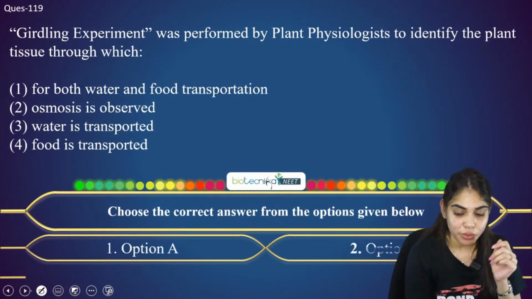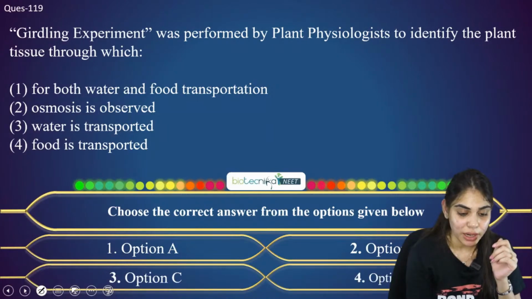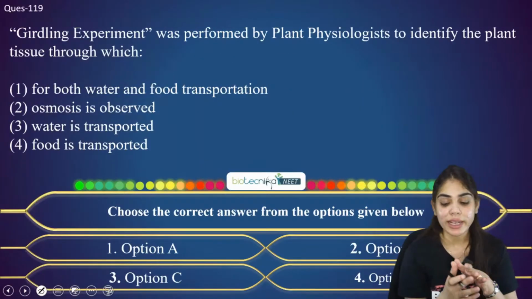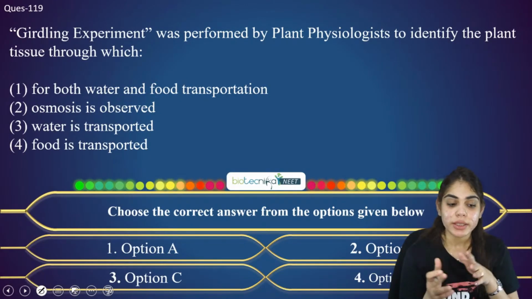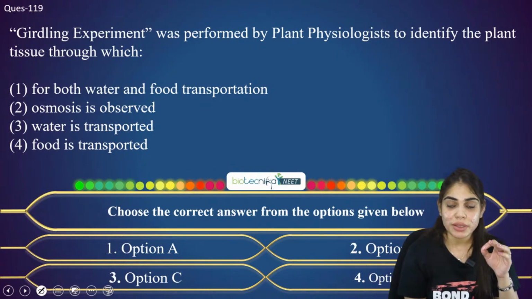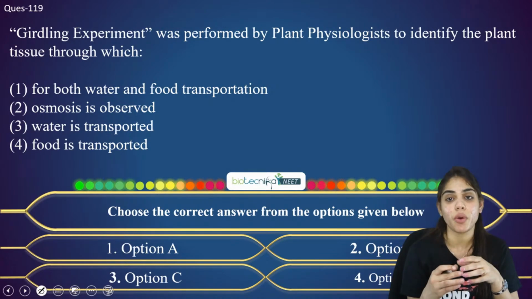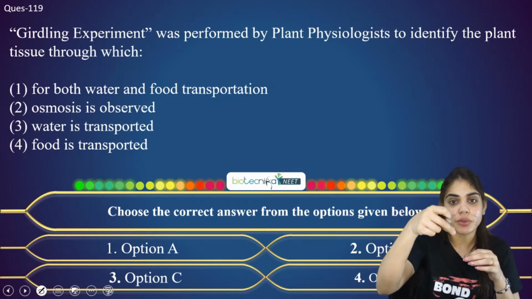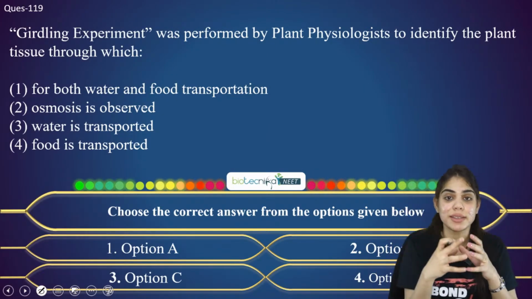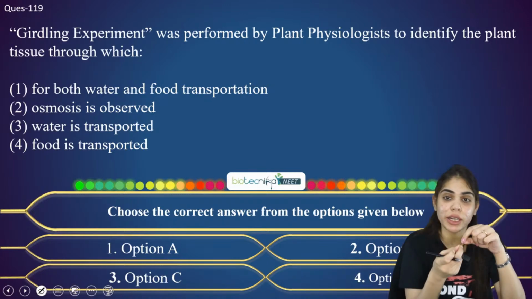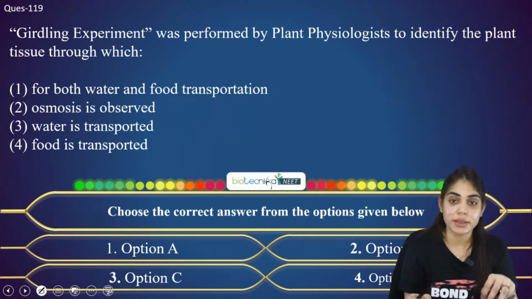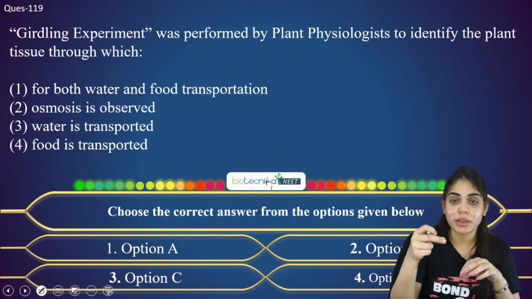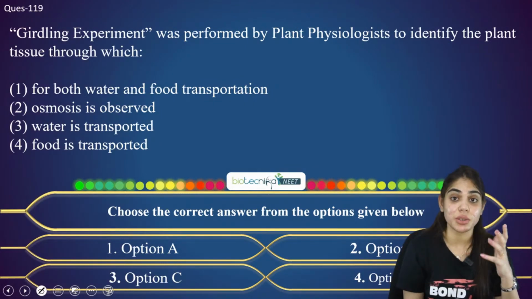Girdling experiment was performed by plant physiologists to identify the plant's tissue through which... Now, why was this girdling experiment performed? It was performed by the scientists just to prove that phloem is the vascular bundle or the tissue that causes the transport of food. It actually causes the translocation of food, that too in one direction, because the food is synthesized in the leaves. So this food will translocate to the root parts and to other parts of the plant. So it will always cause the translocation of food only in one direction, that is unidirectional.